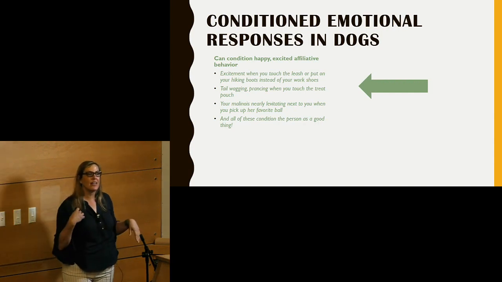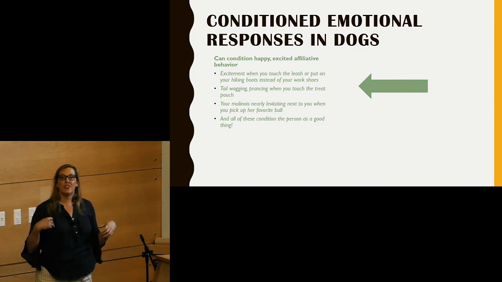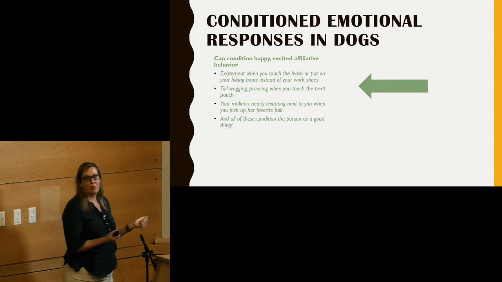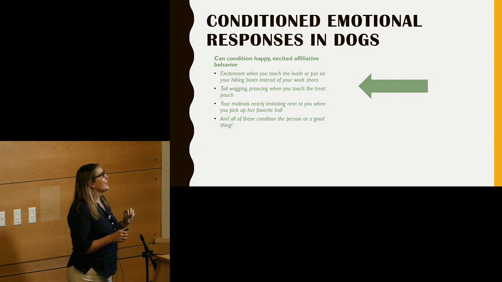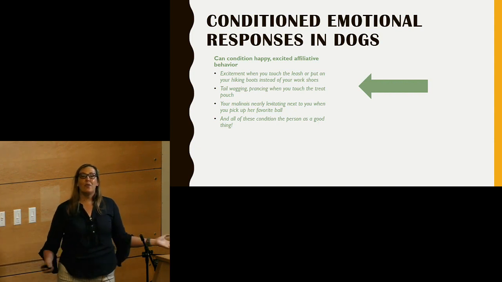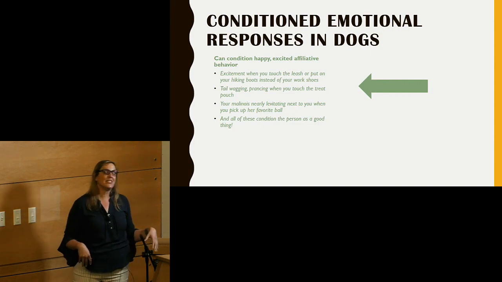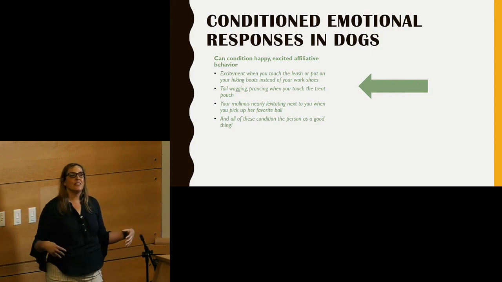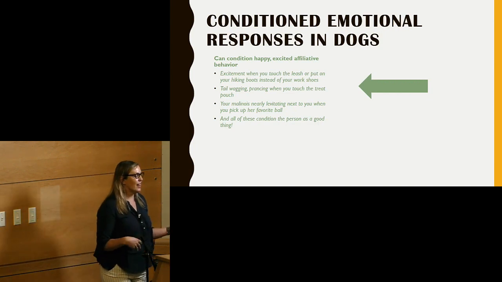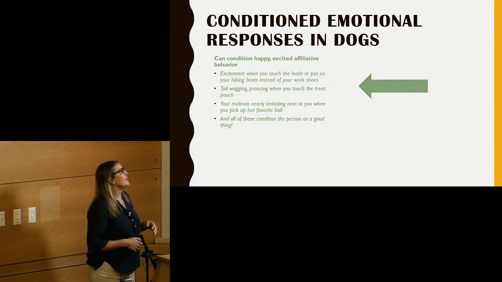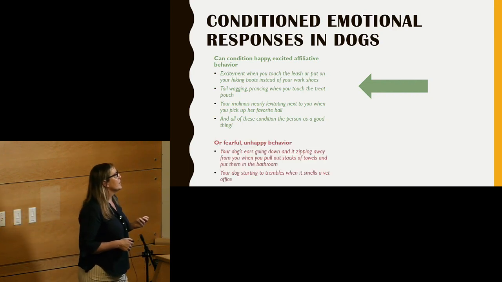So now I become a conditioned stimulus for all the good things. I have the thumbs, I can get you your balls, I can get you your food, I can be all the good things. And so I want to capitalize on that. I want my animals to be around me as much as possible, which means I want to be an affiliative stimulus and pair myself with all the things my dog wants.